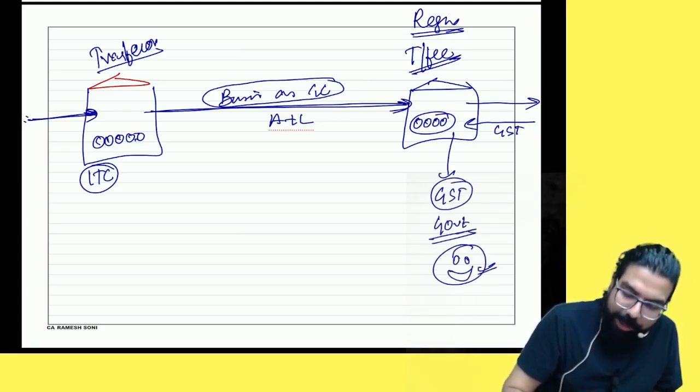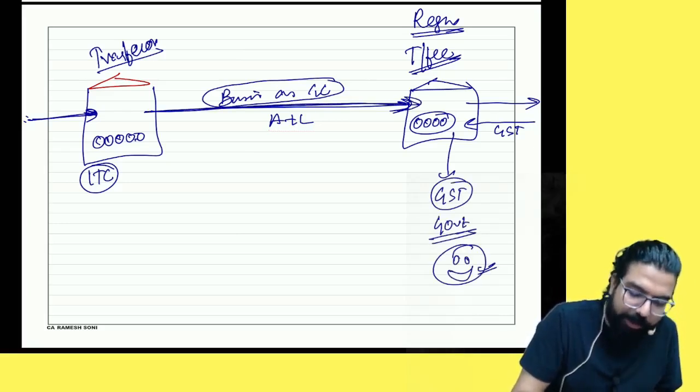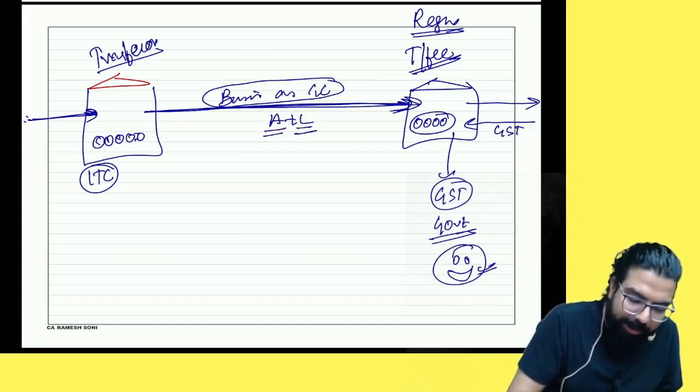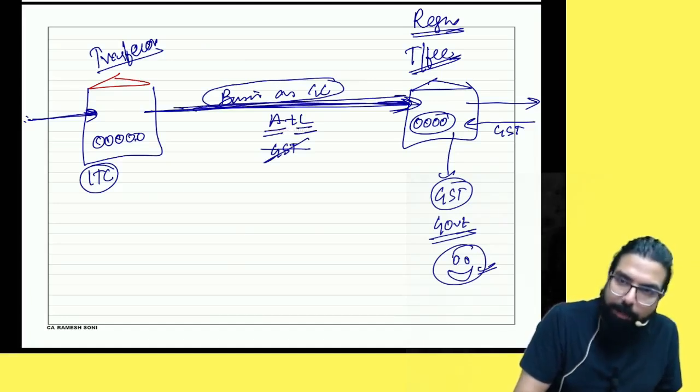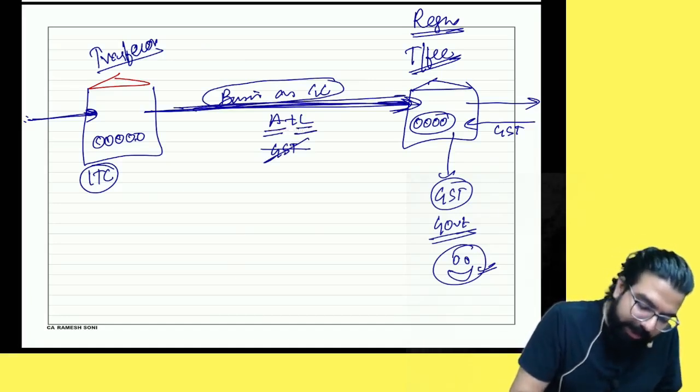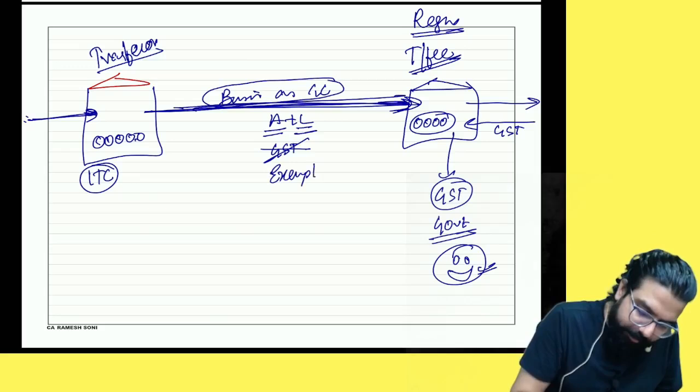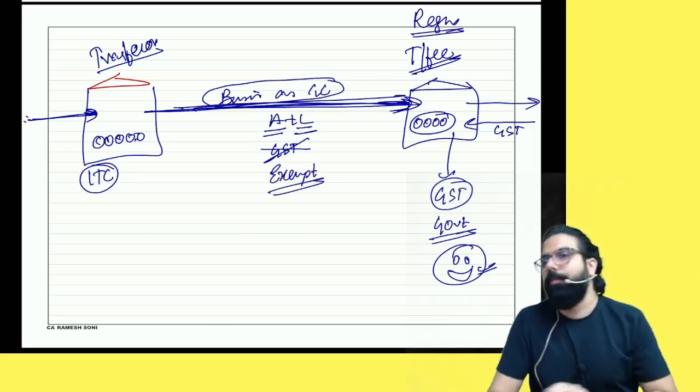So when government becomes happy, government says, Ramesh, when you transfer the business, your assets and liabilities, you don't have to pay any GST. Means you transferred your whole business, you don't have to pay any GST. GST will be paid by the transferee. Is my point clear to all?